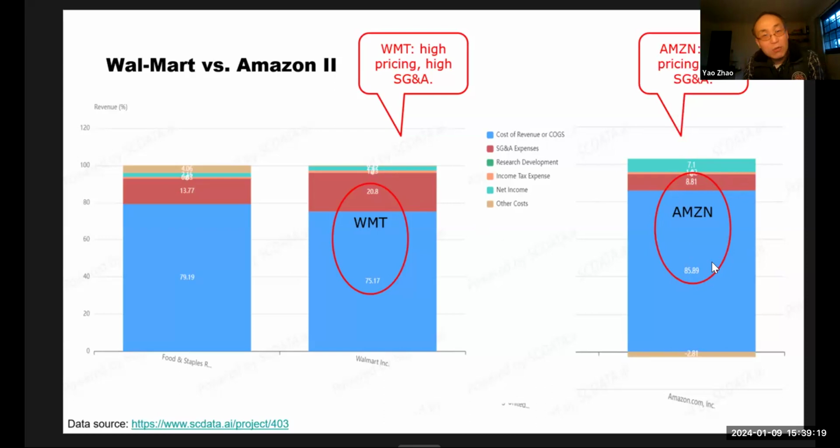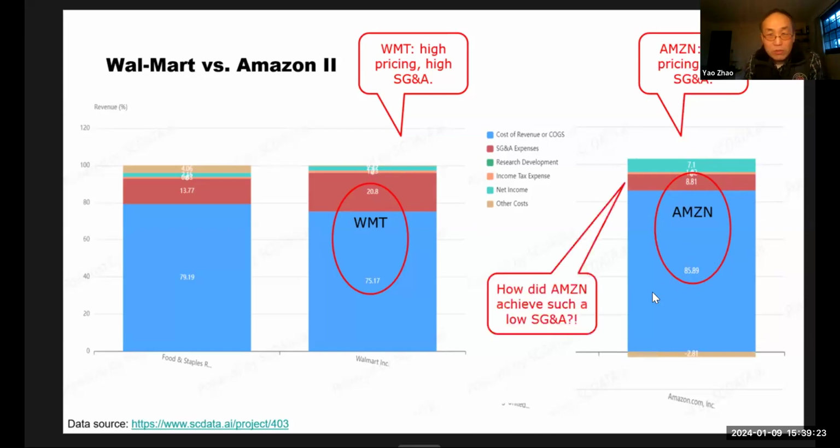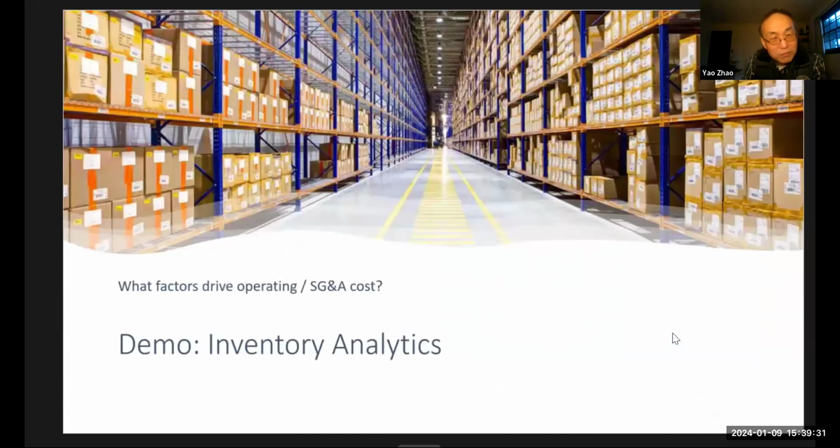So this is another Compaq versus Dell case. The question is, how did Amazon achieve such a lower SG&A cost? To answer this question, we have to use inventory analytics to understand the factors that drive operating or SG&A cost.